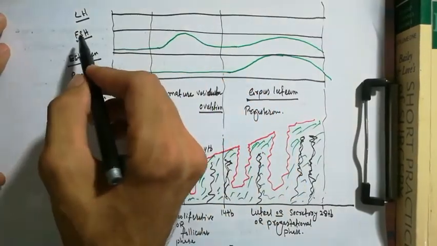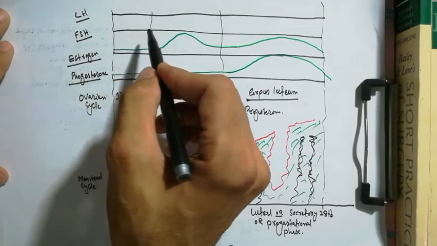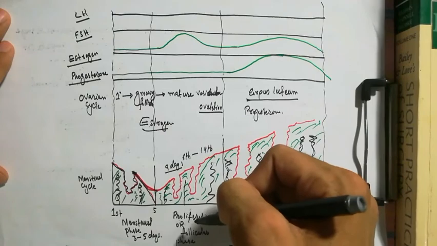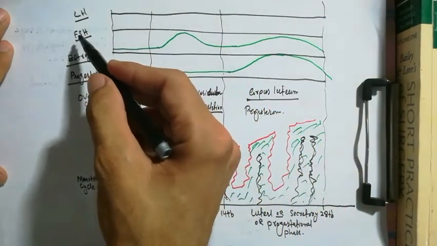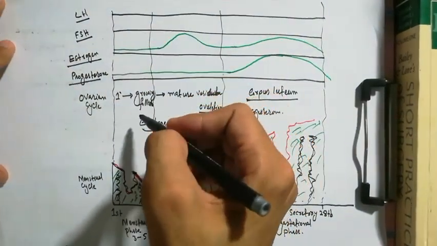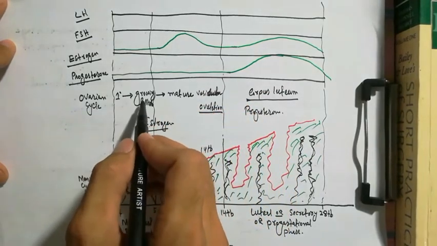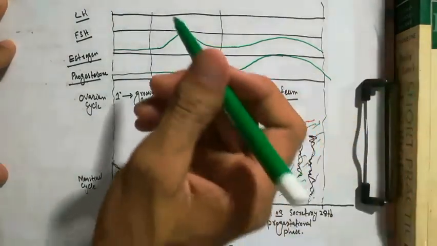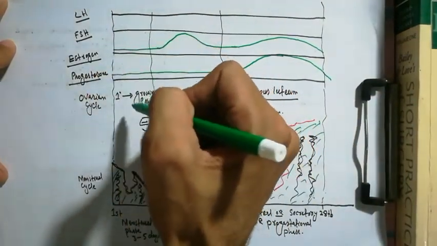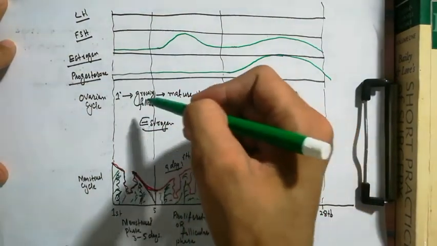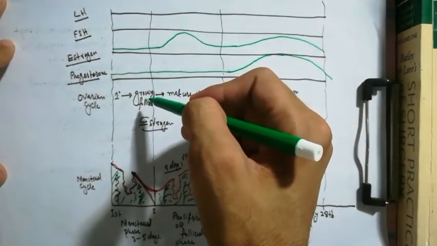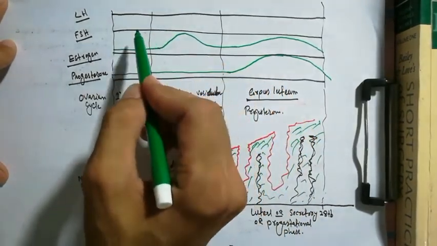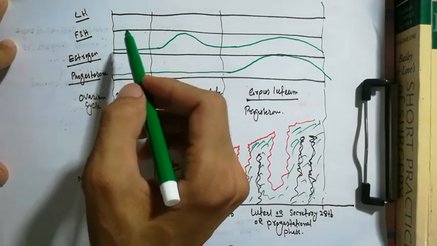Follicle stimulating hormone is secreted from the anterior pituitary gland during the menstrual and proliferative phase, because FSH is required for maturation of ovarian follicles. So its graph should be like this. During the menstrual phase and proliferative phase, ovarian follicles are growing and maturing. So during this time, a high concentration of follicle stimulating hormone is required.